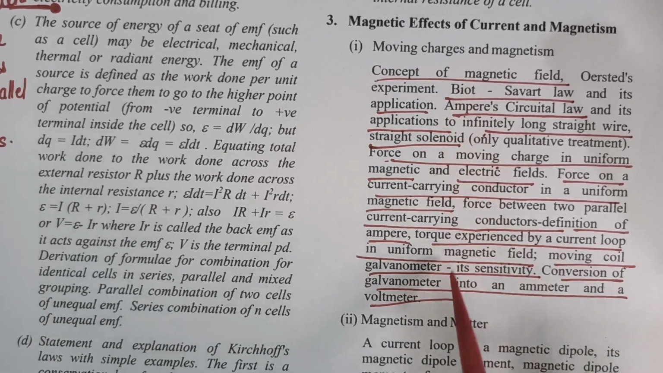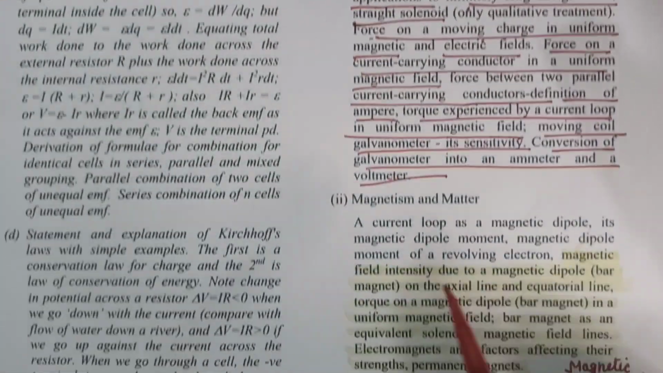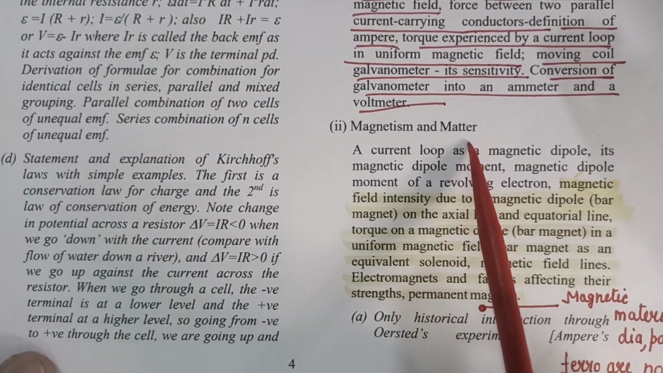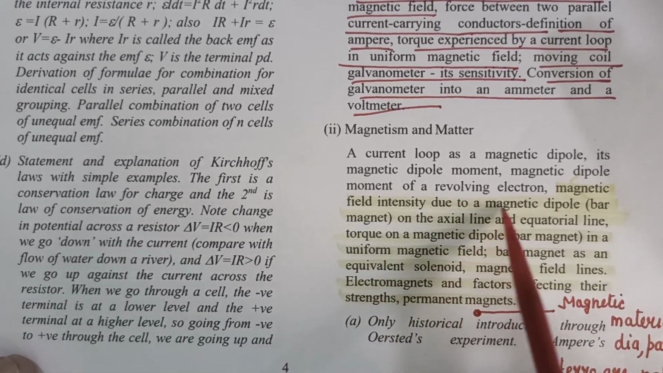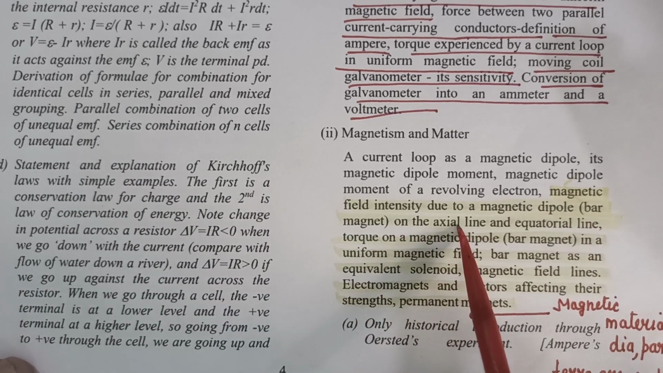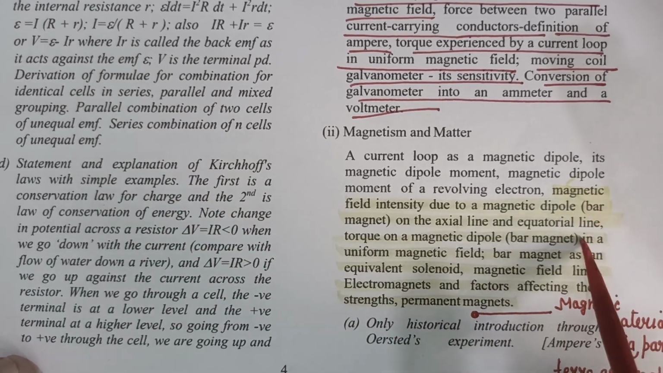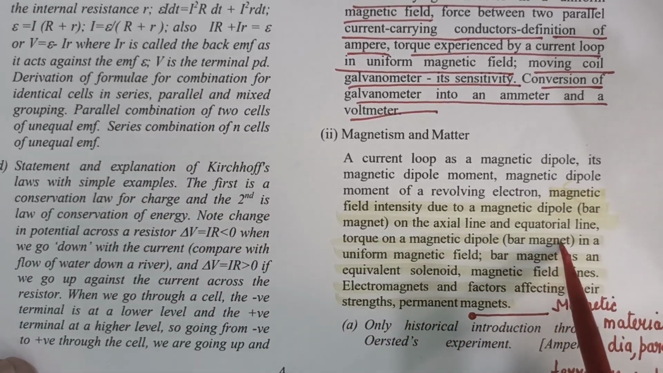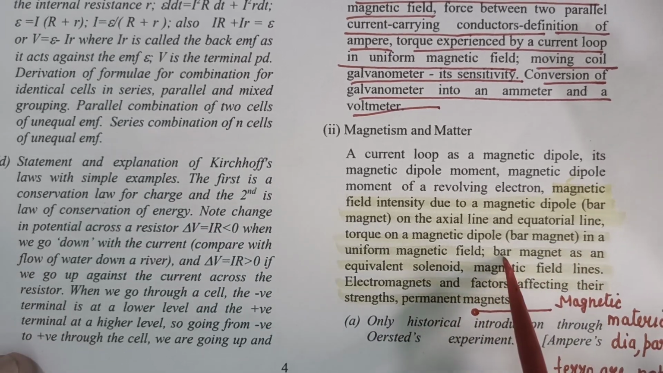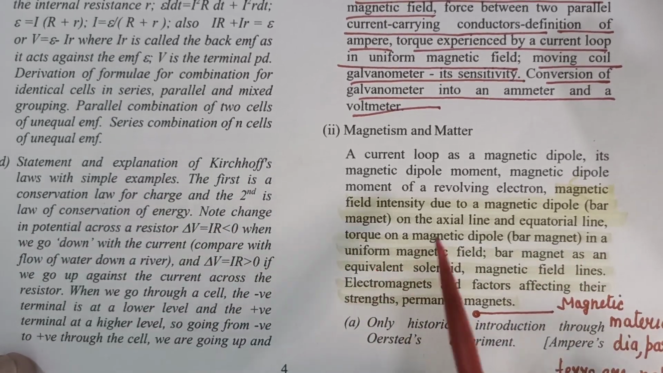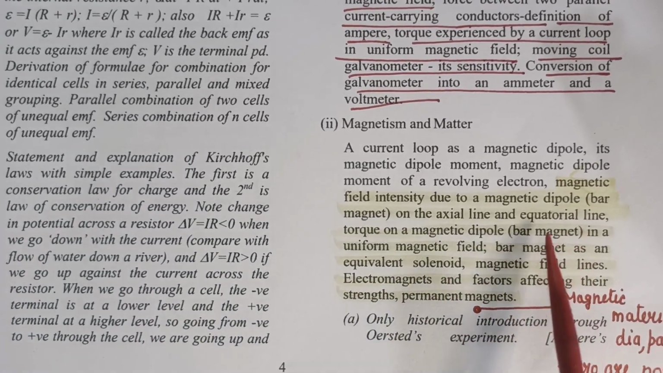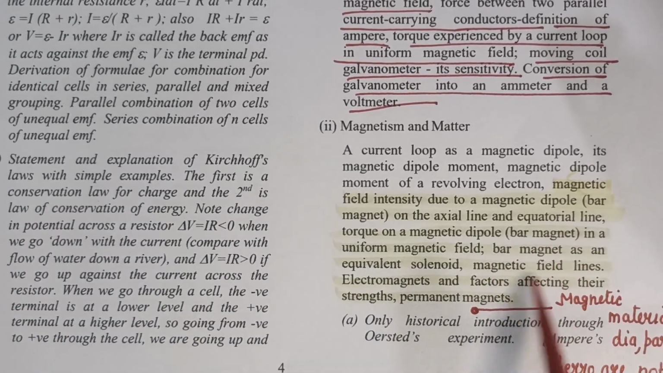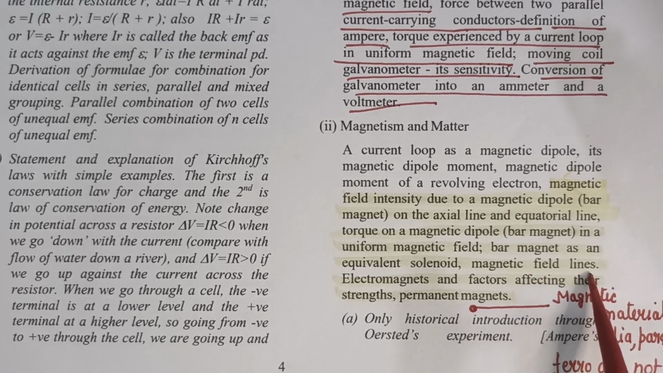So this is magnetism, and then magnetism and matter. In this part, the magnetic field intensity due to a dipole, that is a bar magnet, on axis and equatorial line. This was not in the syllabus last year, but this year it is in the syllabus. And when a bar magnet's magnetic field lines are compared with the solenoid, that comparison is in the syllabus, based on the solenoid's and bar magnet's magnetic field lines.